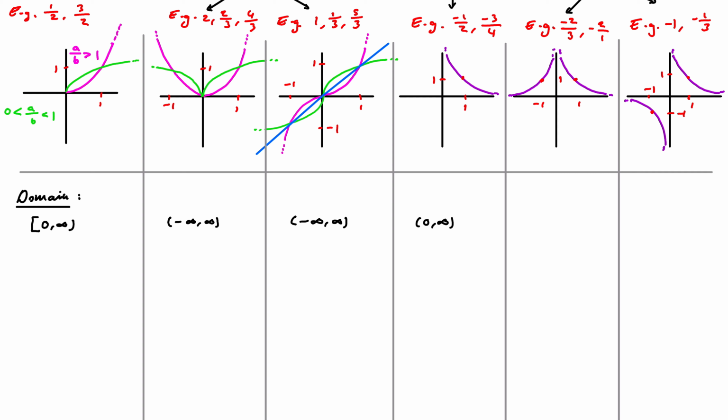This one now, a little bit more delicate. We can have any number, but we can't have 0. So I'll write that in interval notation. And the same thing is true of the last one. So as I said, the behavior of the function, the properties are going to be very closely tied to the exponent you're choosing. Next, range.